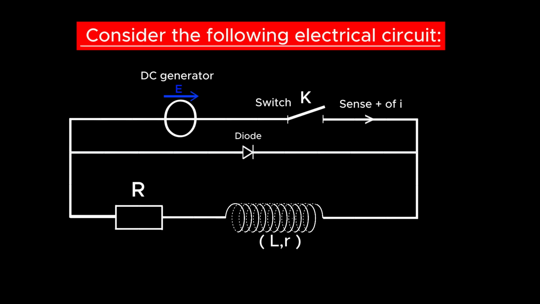Consider the following electrical circuit. The diode is used to prevent sparking at the terminals of the switch when it is opened. When the diode, which is assumed to be ideal, is on, it behaves like a closed switch. When the diode is blocked, it behaves like an open switch.